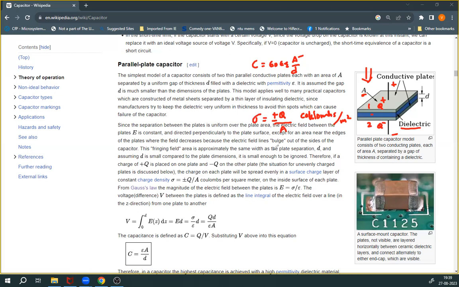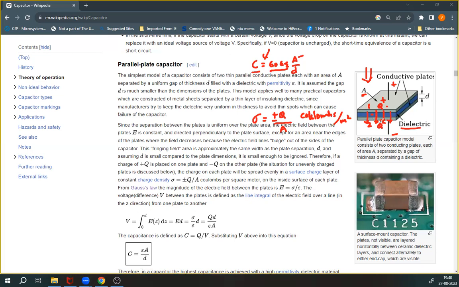From Gauss's law, I would recommend you refer to my course on electromagnetic waves, where I have explained the four Maxwell equations, and one of them is Gauss's law, which will help me to calculate the magnitude of the electric field between the plates. Because of the charges, an electric field is created, as I explained in the previous module. The electric force is exerted from positive charges to negative charges, and the dielectric will reduce the magnitude of that force. Therefore the capacitance is also increased: if you have a higher dielectric constant, you have a higher capacitance.